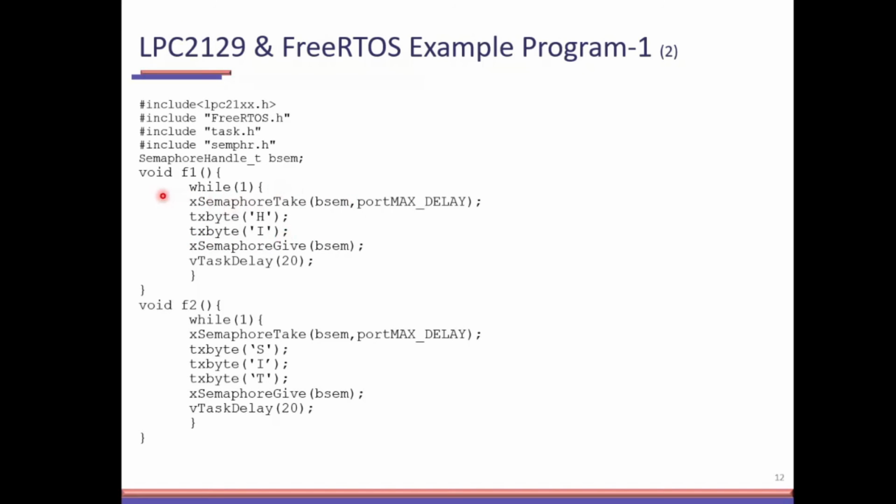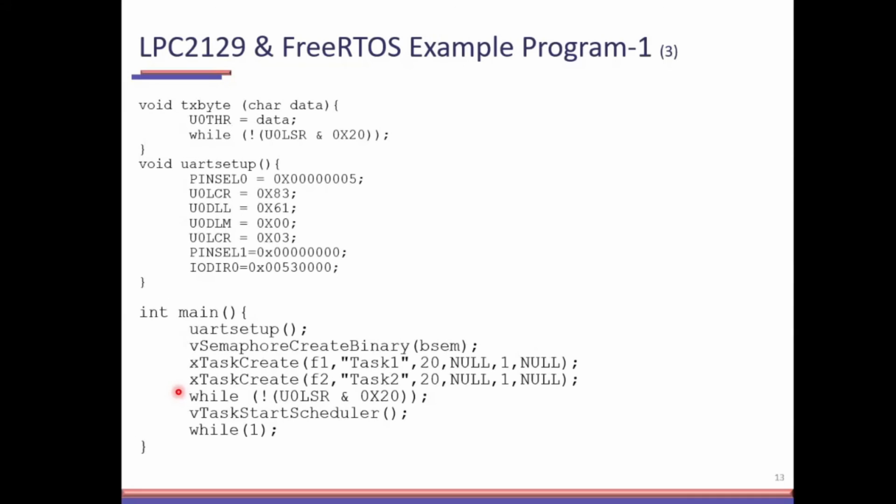Here I am waiting for the availability of the semaphore. Then I'll send hi, and then I am just releasing the semaphore. Here I am waiting to acquire the semaphore, sending SIT, and then releasing the semaphore. The same code is written for transmitting data over the UART. vSemaphoreCreateBinary is the function which is used to create a semaphore.